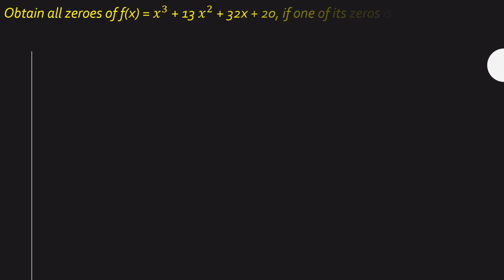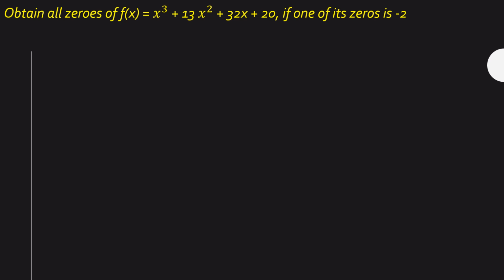So the last problem in the polynomials last model is obtain all zeros of f of x, that is the third degree expression I have taken, x cube plus 13x square plus 32x plus 20 if one of its zeros is minus 2. We already know that a third degree expression will have 3 roots. So one of the zeros was given, minus 2, and I have to go with the remaining 2 roots. So how can I do that?